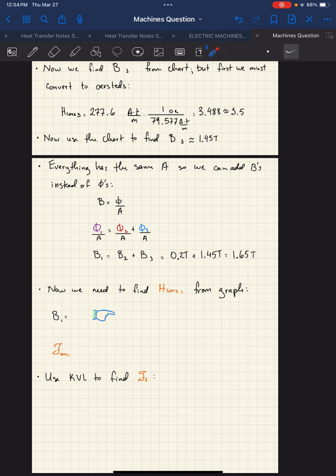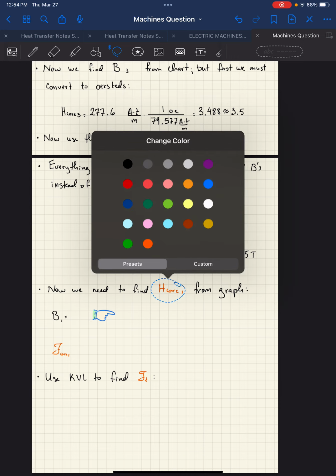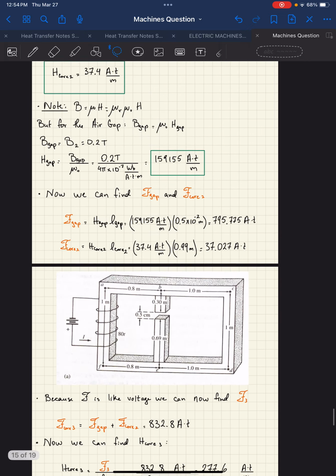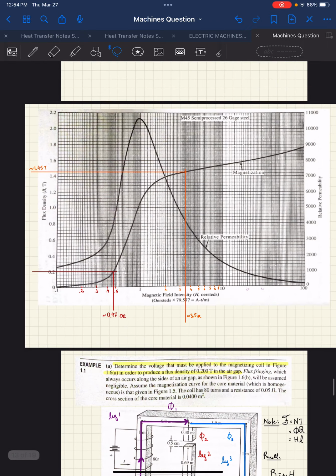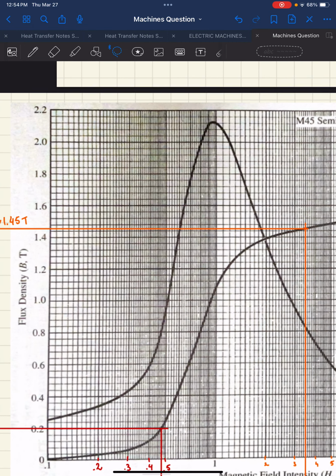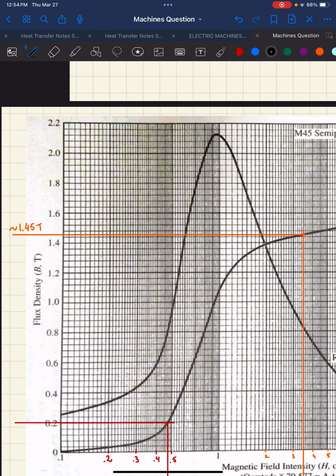So we need to find H core 1 from the graph, and this should not be in orange because I reserved orange for the magnetomotive force. This should be just like this. So let's go. We have B is 1.65. Okay. I'm going to use another color, I don't know, purple maybe. So this is 1.6. This becomes 1.64. Then this becomes 1.68. Right?